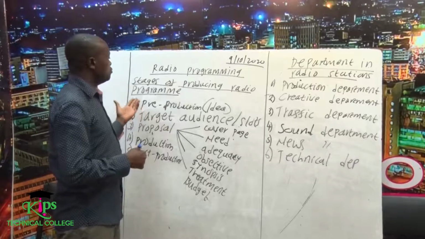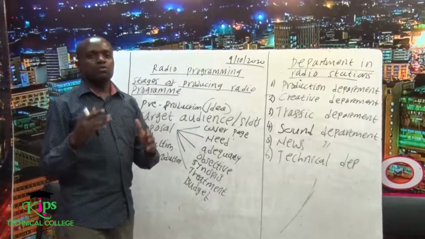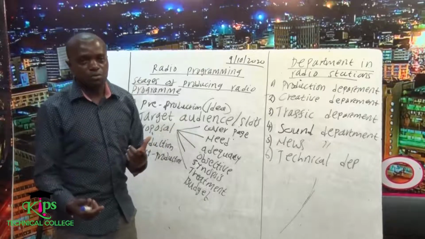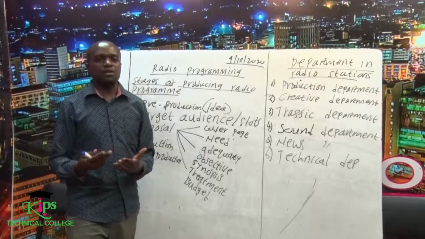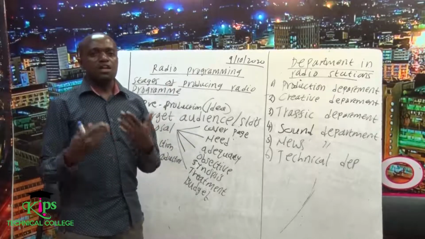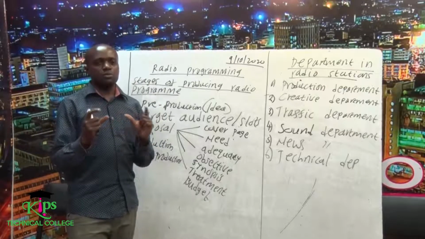The first stage is what we call the pre-production stage. At this pre-production stage, this is where you come up with an idea of the content you have to disseminate. Maybe you want to come up with a news story, a feature article, a radio documentary, or a radio advertisement. So all these ideas are generated under the pre-production stage.